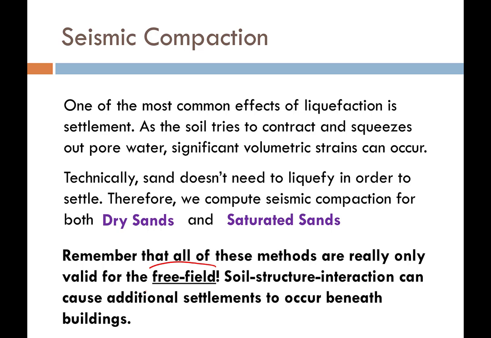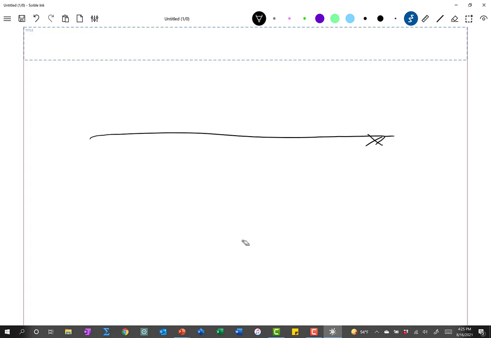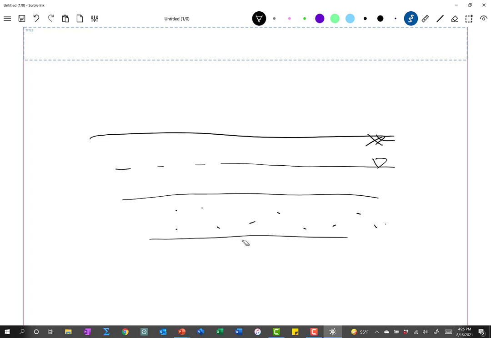Let's go to the whiteboard. I'm not sure what's on the whiteboard. Stuff from my last lecture. Okay. So here's the ground surface, and here I have a liquefiable layer. Let's just say the groundwater table is right there.